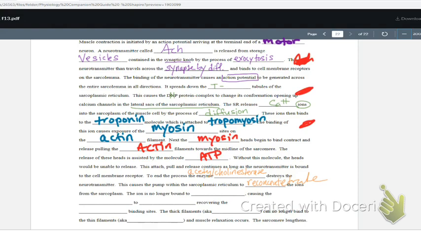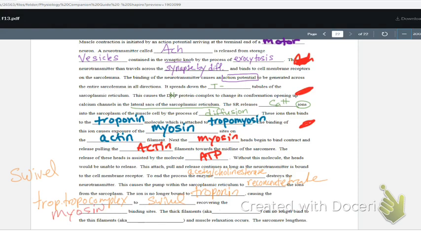The ion is no longer bound to troponin, and that is going to cause the troponin-tropomyosin complex to change shape, to swivel, whatever word you want to put there. That's going to recover the myosin binding sites on actin.